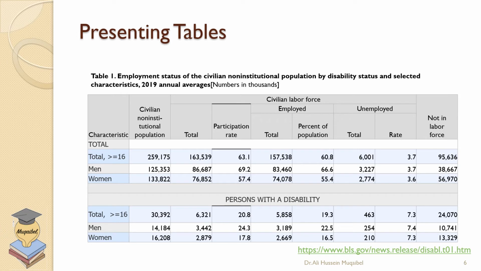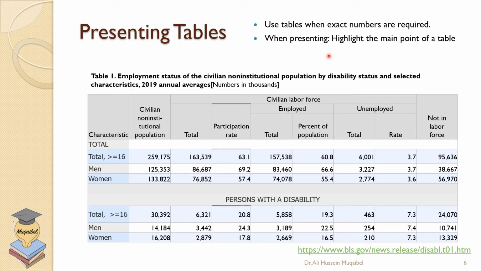Now, we talked about figures, and now it's time to talk about tables. Sometimes we have information. We mentioned that this information could be represented on a figure or on a table. So which one do we go for? We go for tables if the exact numbers are important. So you want to show the exact numbers. Second, when presenting a table, only highlight the main points.